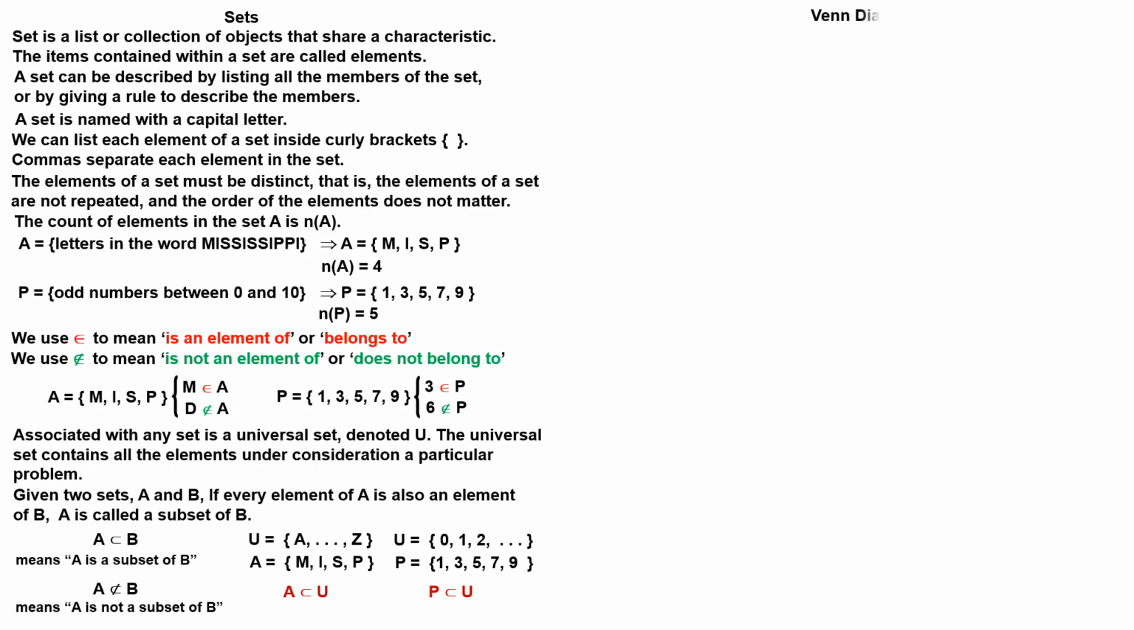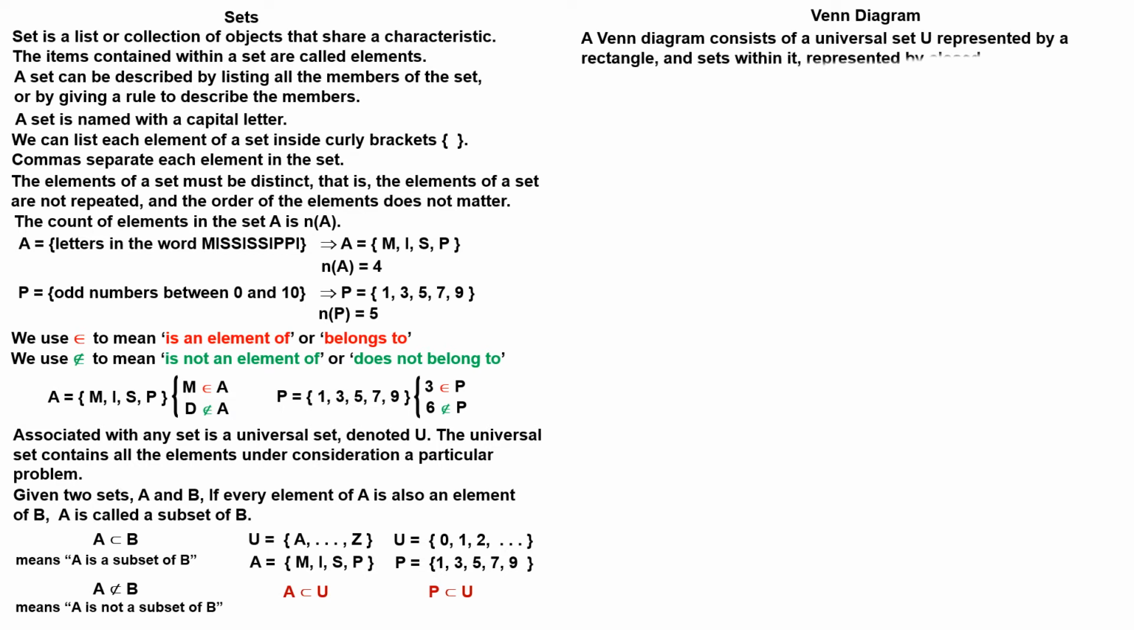Venn diagram. Sets can be shown in a diagram called a Venn diagram. The elements of the set are shown within a closed curve. A Venn diagram consists of a universal set U represented by a rectangle and sets within it, represented by closed curves or circles, each representing a specific set.